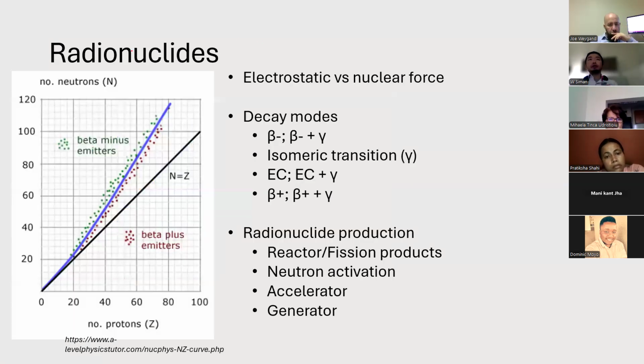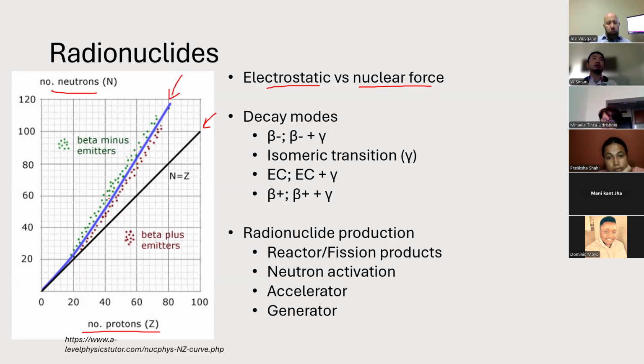So what do I mean by radionuclides? The graph that you see here is the number of protons versus the number of neutrons on the y-axis. The black curve here is the equal number of protons and neutrons. And as you can tell, the blue line here is the line of stability, meaning that the radionuclides on it are stable. As the element gets heavier, it prefers a higher number of neutrons. The reason is that it's electrostatic versus nuclear force. The electrostatic force has protons trying to repel each other, and the nuclear force between the nucleons is what keeps them together. So you have the line of stability.